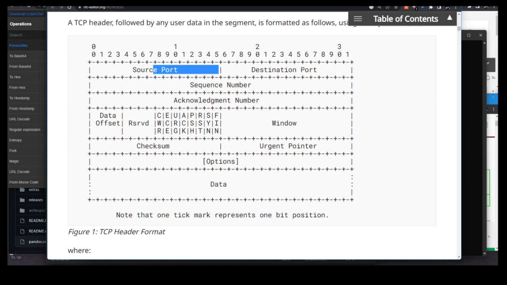So, you'll note visually that this whole diagram is split down the middle. This is a good way to remember it, by the way. The first thing you do is split the whole diagram down the middle until you get to options, except for the sequence number and acknowledgement number. I'm glossing over that. All right, so there are two port fields and they're both 16 bits, right?